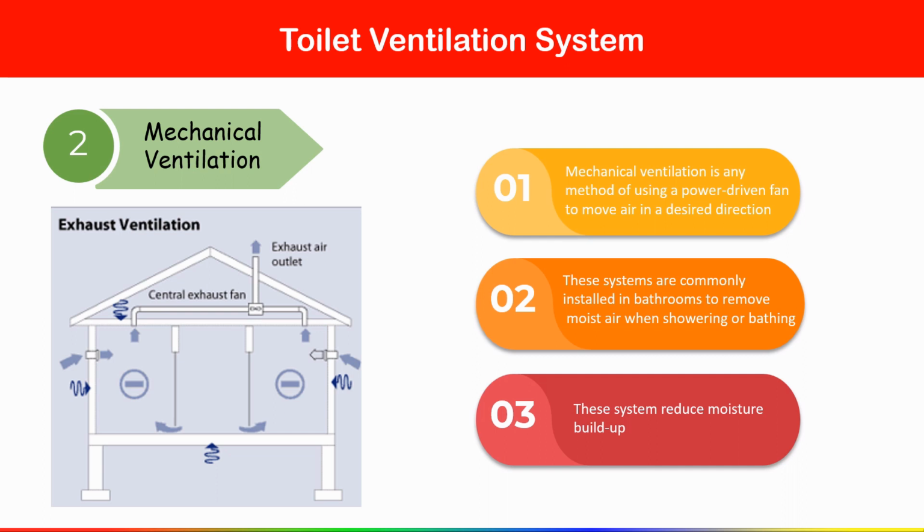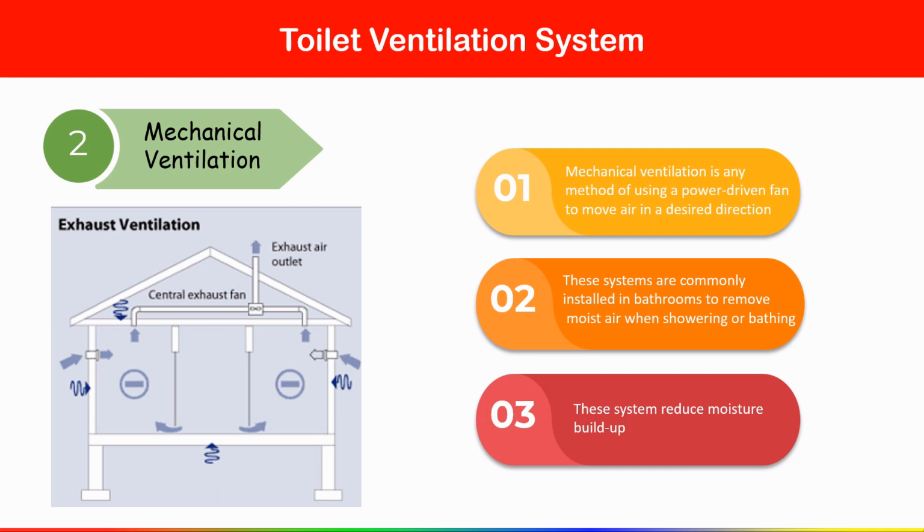because if moisture increases in your indoor environment, it means humidity level will be increased. You have to face many problems. That is why our main target in ventilation system, why we are doing all this ventilation, is because we have to make a comfortable environment inside the bathroom, inside the toilet.